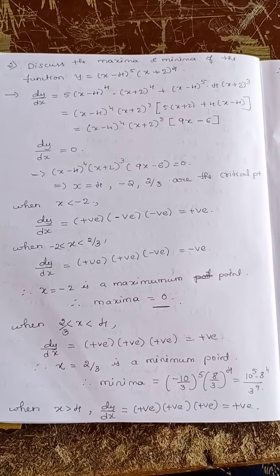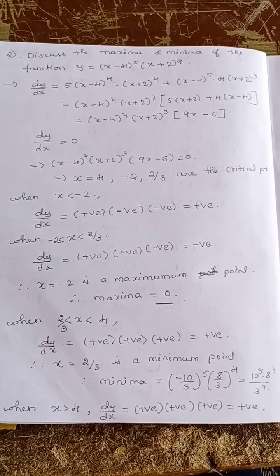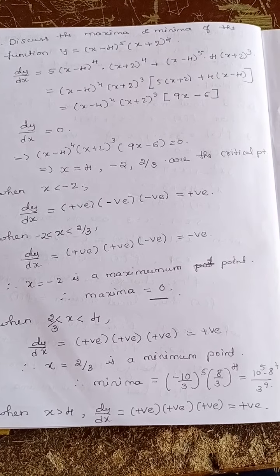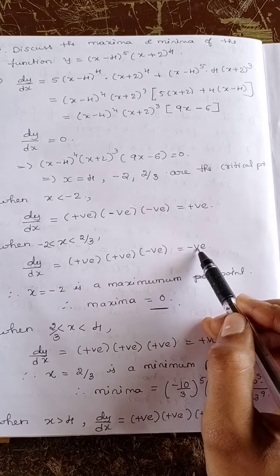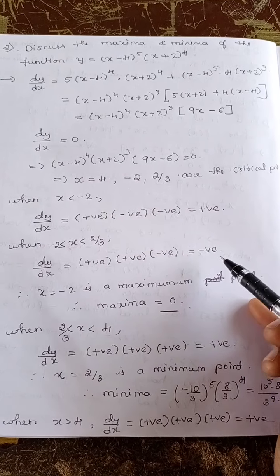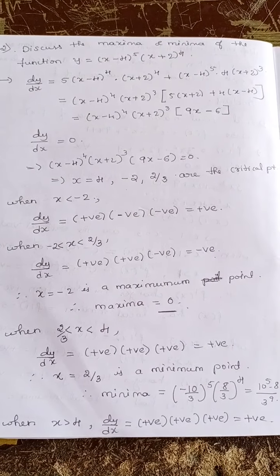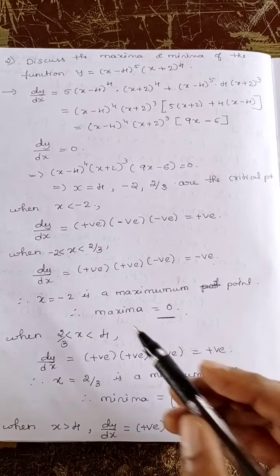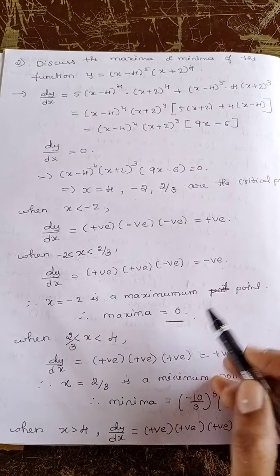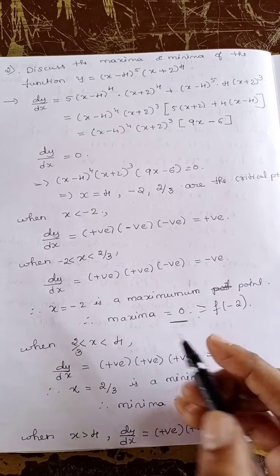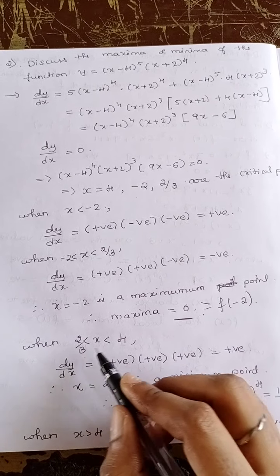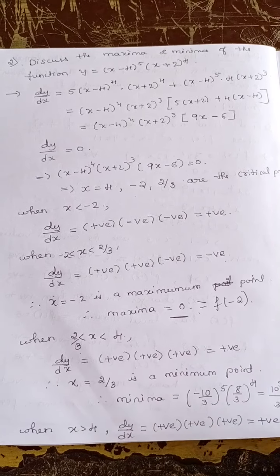When x is less than minus 2, dy by dx is positive. When x lies between minus 2 and 2 by 3, dy by dx is negative. Here the sign changes from positive to negative. Therefore x equal to minus 2 is a maximum point. Therefore the maxima is equal to 0, that is f of minus 2. When x lies between 2 by 3 and 4, we get a positive value.